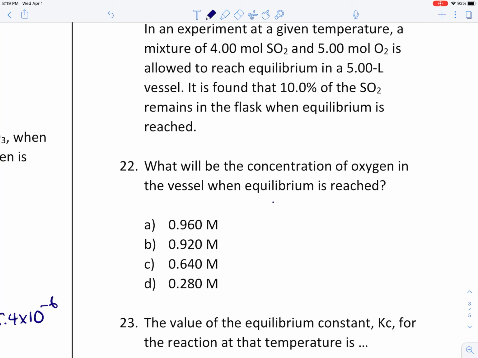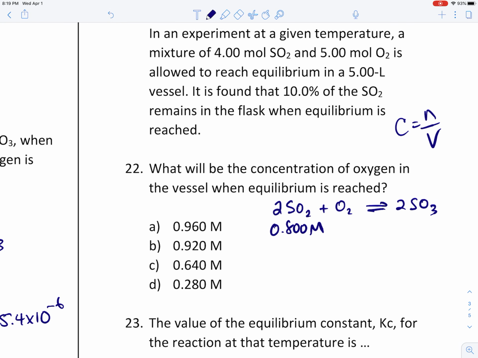So I'm going to write the balanced equation again. 2 SO2s react with oxygen to make 2 SO3s. Everything here was in the gas phase. Using our formula C equals n over V to get concentrations, we can see the initial concentration of SO2 was 0.800 molarity, 4 moles divided by 5 liters. The initial oxygen concentration was 1.00 molarity, 5 moles divided by 5 liters, and there was no SO3 in the container.